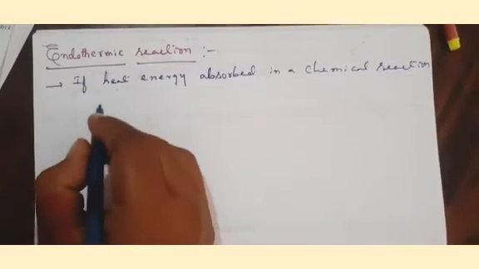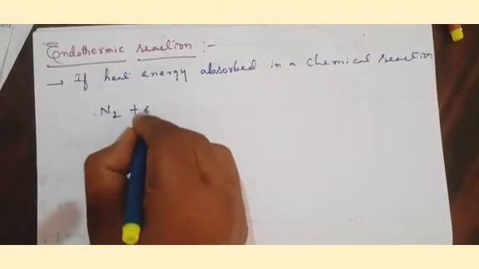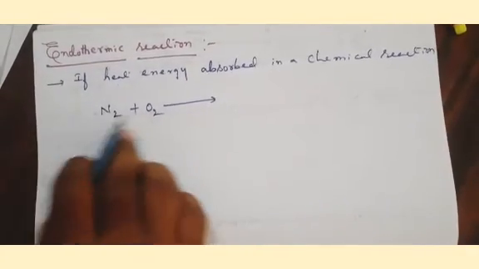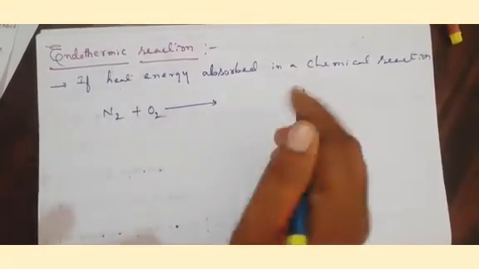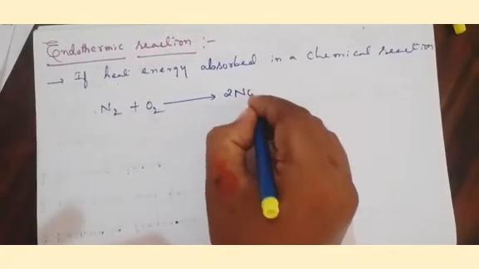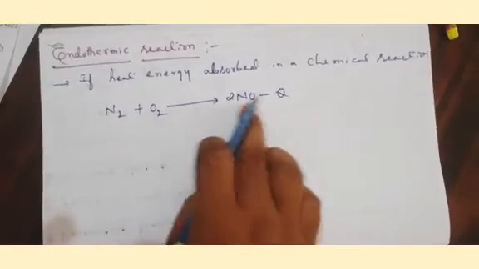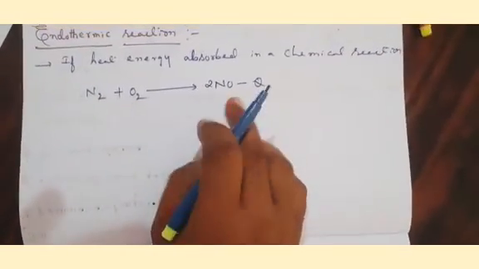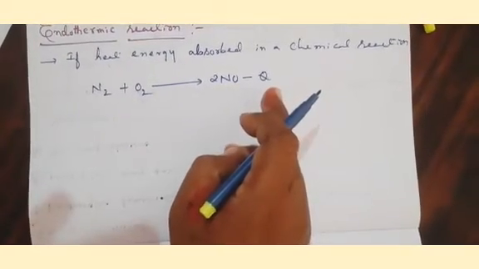You see, when nitrogen is reacting with oxygen, to take this chemical equation, we need to supply the energy. Understood? So nitrous oxide will form, with minus Q. In the product side, if I write the minus Q, it indicates what? It is an endothermic reaction, meaning to take this chemical equation, we need to supply the heat energy.